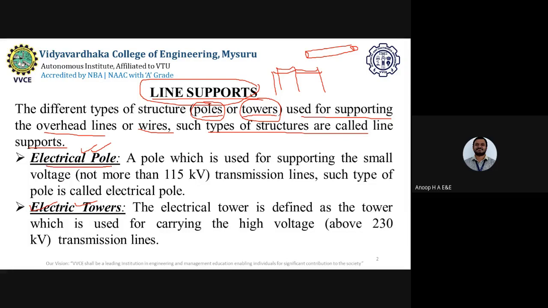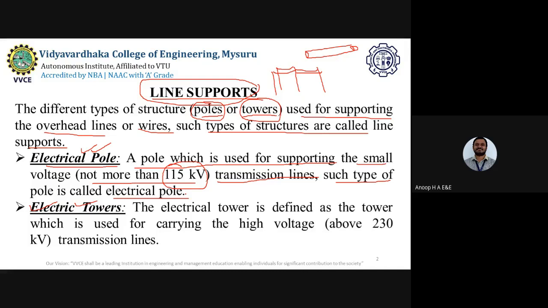First is the electrical pole. A pole is used as a supporting structure for small voltage transmission lines, not more than 115 kilovolt. So you can make use of the term electrical pole depending on the voltage level, which is 115 kilovolt. Such a structure is called the electrical pole. Understand it quite carefully, because this is quite important.